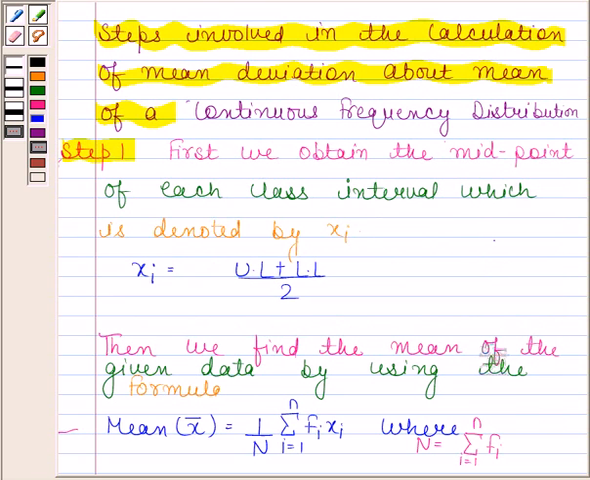Let's now learn the steps which are involved in the calculation of mean deviation about mean of a continuous frequency distribution. In the first step, we have to obtain the midpoint of each class interval, which is denoted by xi, and this xi is equal to (upper limit plus lower limit) divided by 2. And then we have to find the mean of the given data by using the formula x bar is equal to 1 by n into summation i goes from 1 to n fi xi, where n is equal to summation i goes from 1 to n fi.